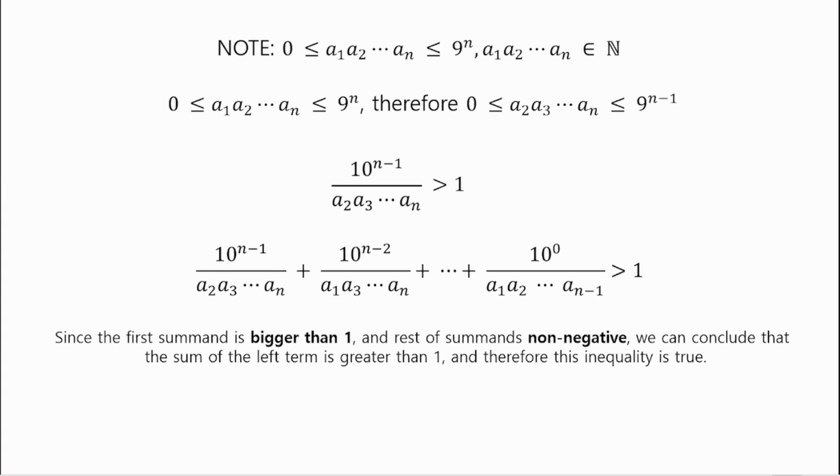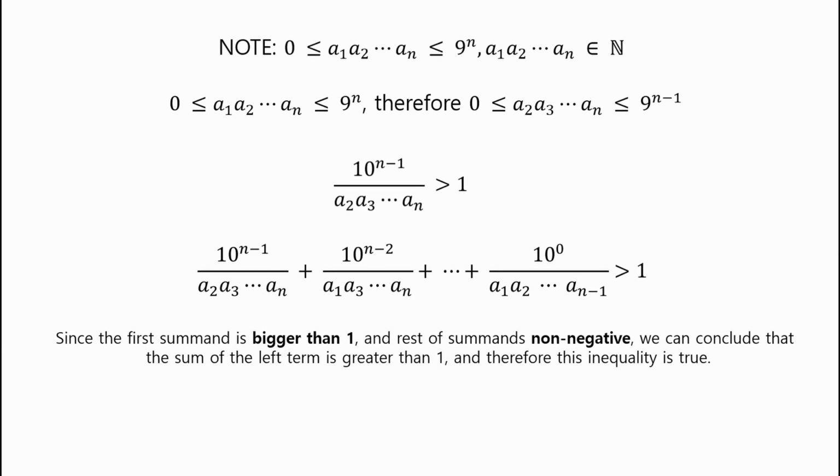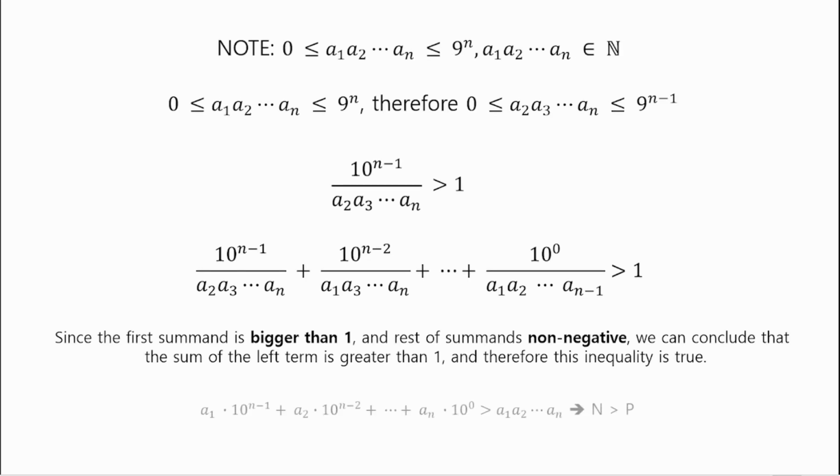Since the first summand is bigger than 1, and rest of summands are non-negative, we can conclude that the sum of the left term is greater than 1, and therefore this inequality is true. That makes n greater than p, and we prove the statement that any multi-digit natural number is greater than the product of all its digits.